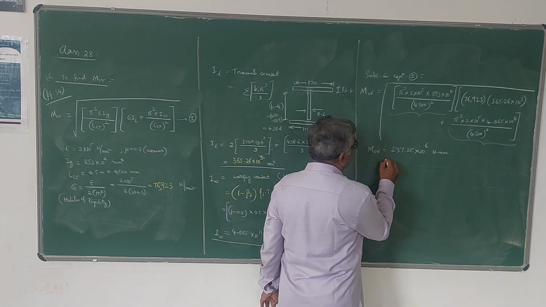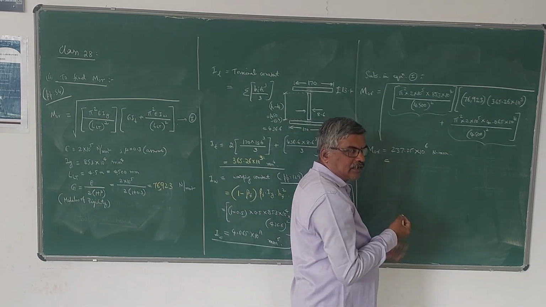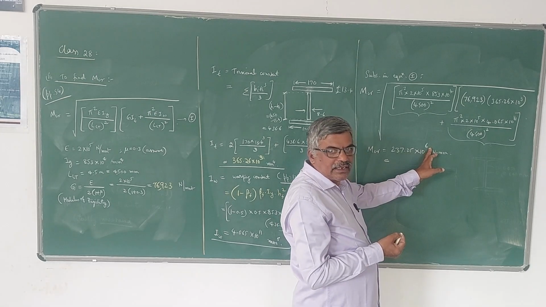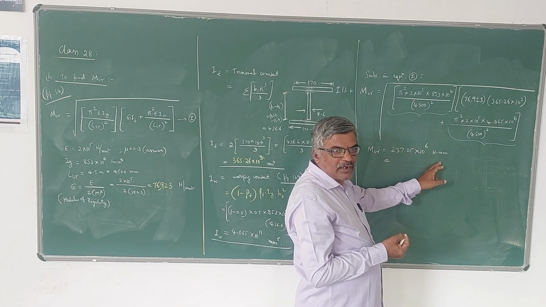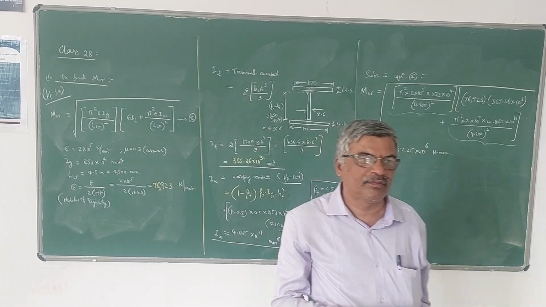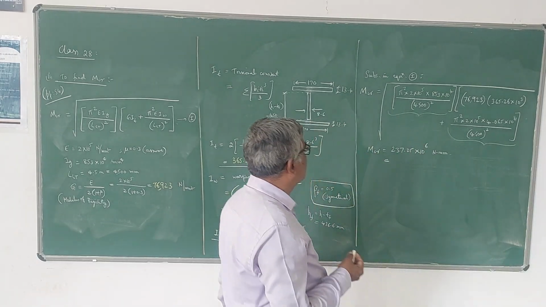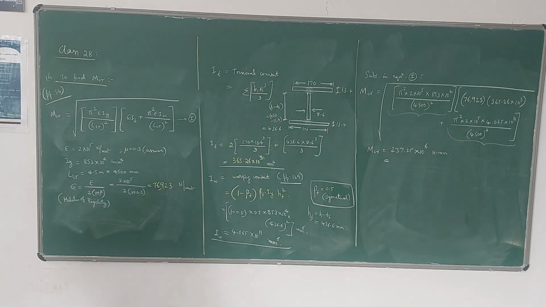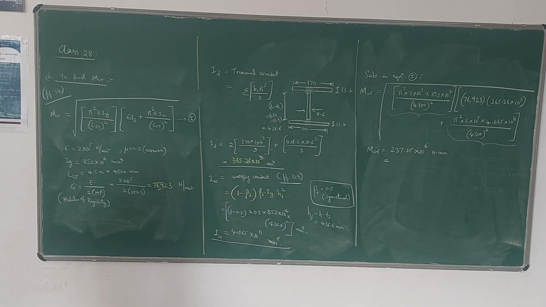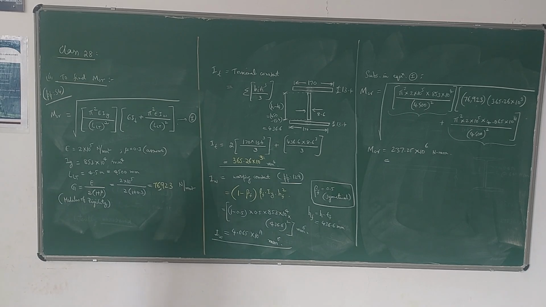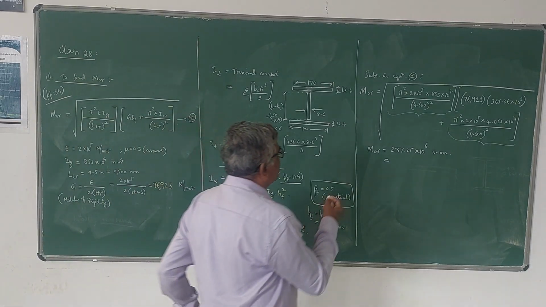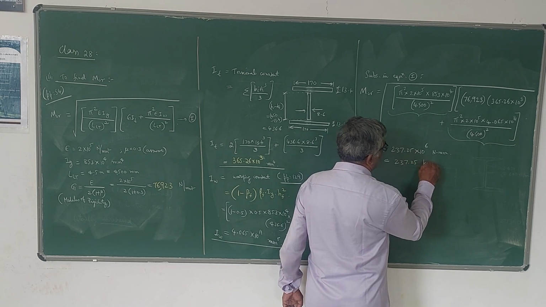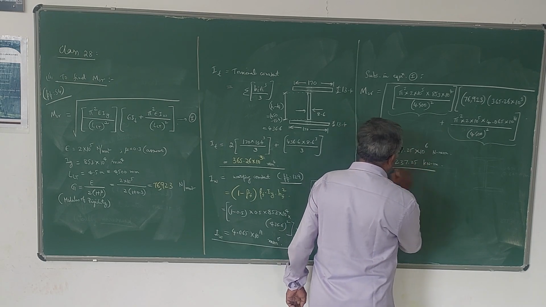You can try later on, no problem. I'm not going to take time on that. So this is into 10 power 6. Why have I taken this? Because 10 power 6 Newton millimeter is nothing but kilonewton meter. So it's 237.25. What is the numerical mistake? You can check it later. So 237.25 kilonewton meter. So this is the value of MCR.